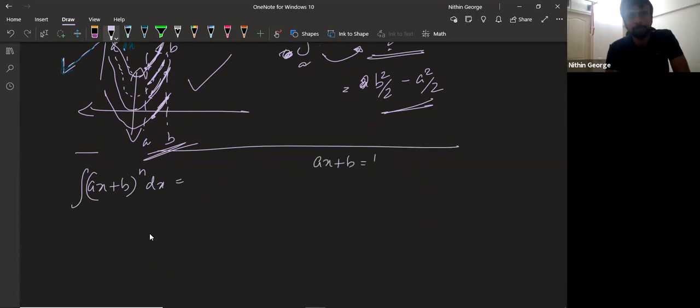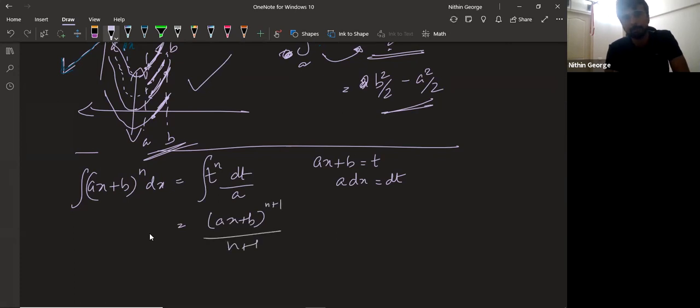We substitute ax plus b equal to t and then differentiate. What happens? a dx equals dt, and then substitute that here. So this becomes t power n, and dx is dt by a. So integrating this, I get t power n plus 1, where t is ax plus b, so (ax plus b) power n plus 1, divided by n plus 1, divided by a. Okay, don't forget your plus c. So this is what you're substituting.